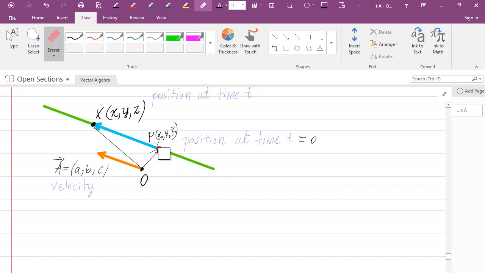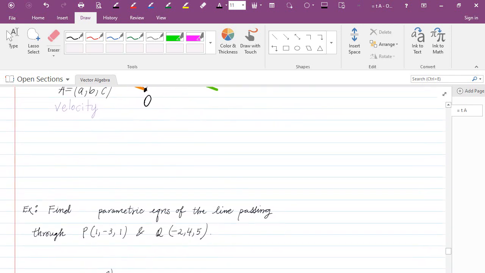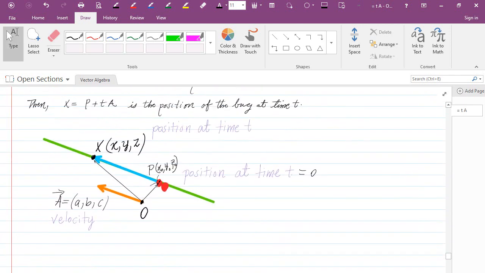So depending on which point and what parallel vector we are using, we get a different set of parametric equations. So if you change the vector a, or if you change the initial given point P, then you change the equations. But they will all be the equations of the line.